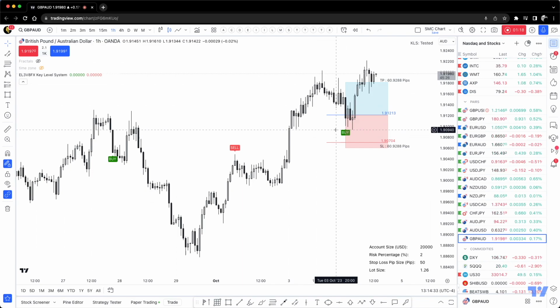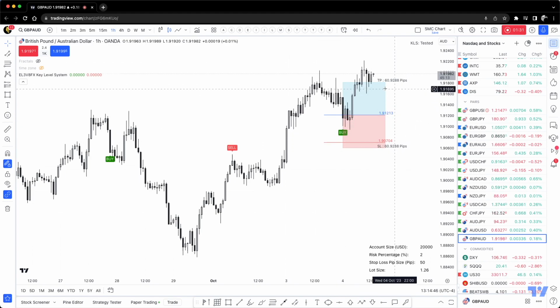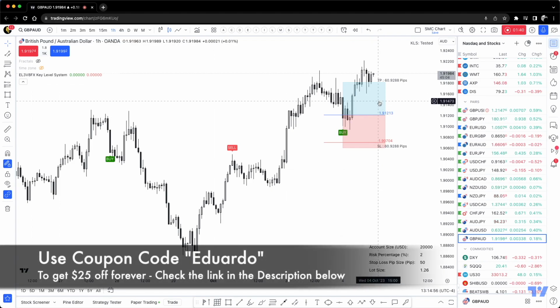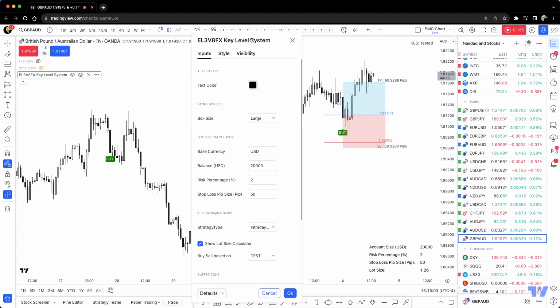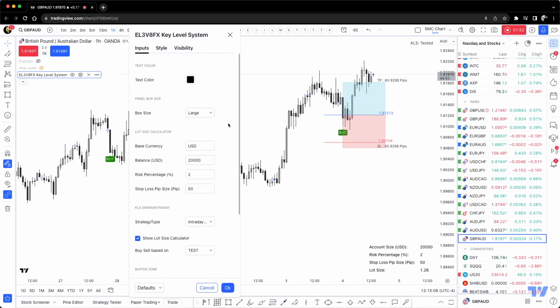That's a very cool feature: whenever you're starting to see the signs, the indicator is not going to be reprinting the lines that you see right here on the chart at the moment. You can also see that it gives you a take profit and a stop loss, and this is totally customizable. You can change a lot of things. You can also see at the bottom right corner that it does have a lot size calculator, which is a pretty cool option.